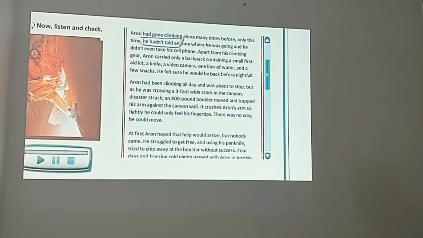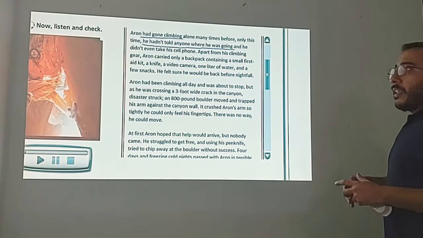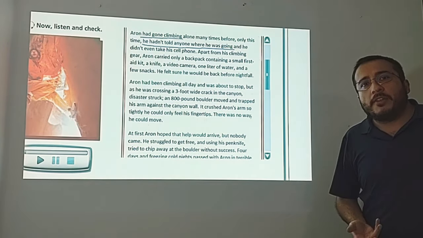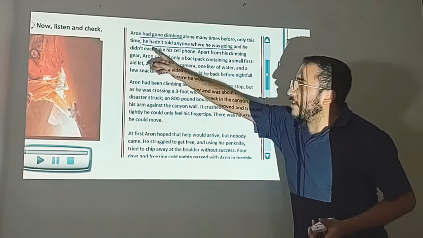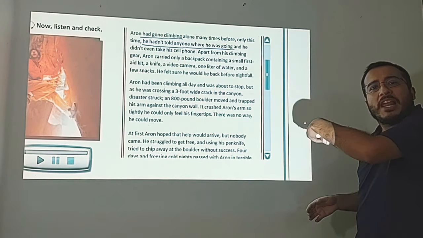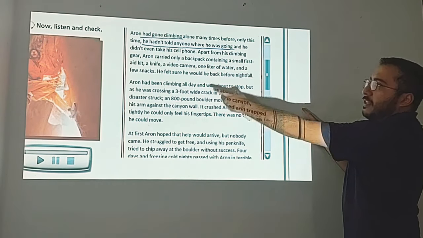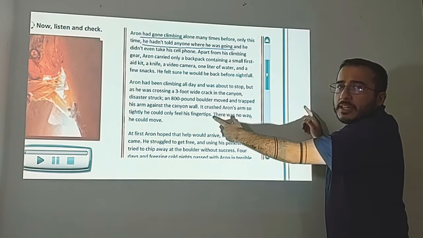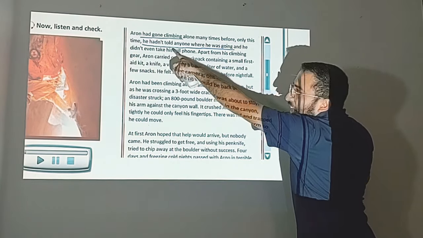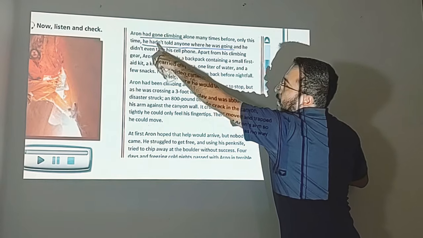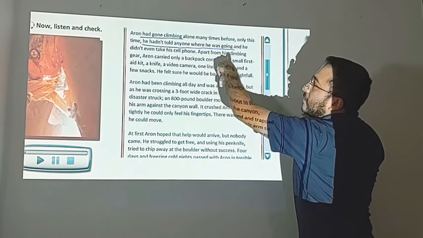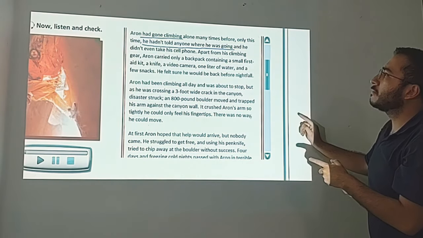Here. Aaron left home without telling anyone where he was going. So we have here, he hadn't told anyone, no le había dicho, antes de que salió de su casa, no le había dicho a nadie a dónde iba. Aquí está en inglés, ¿no? He hadn't told anyone where he was going. Él no le había dicho a nadie a dónde iba, ¿ok?